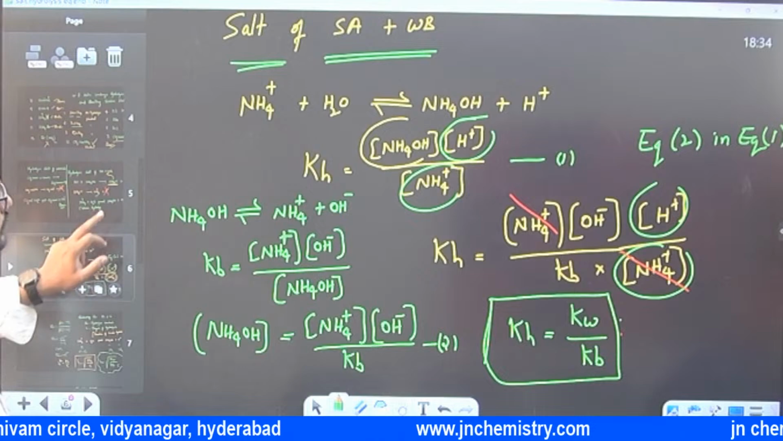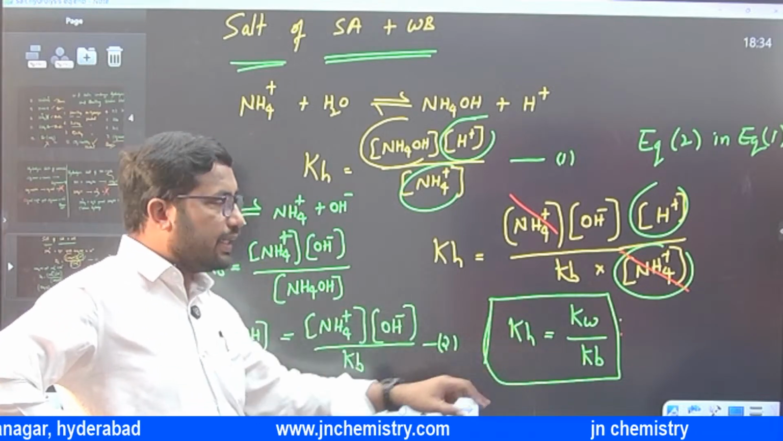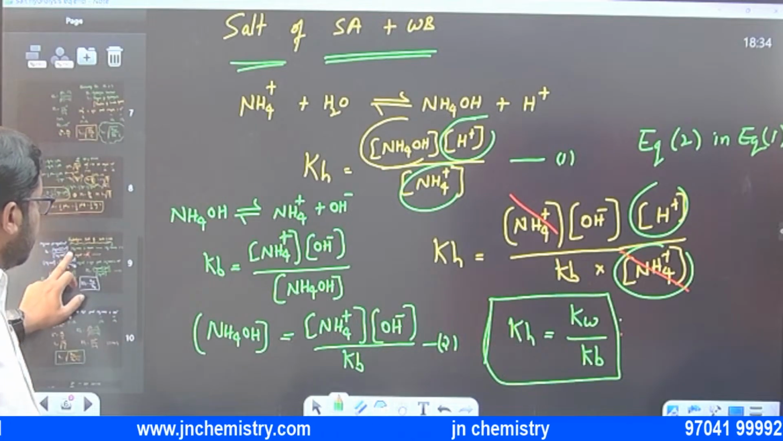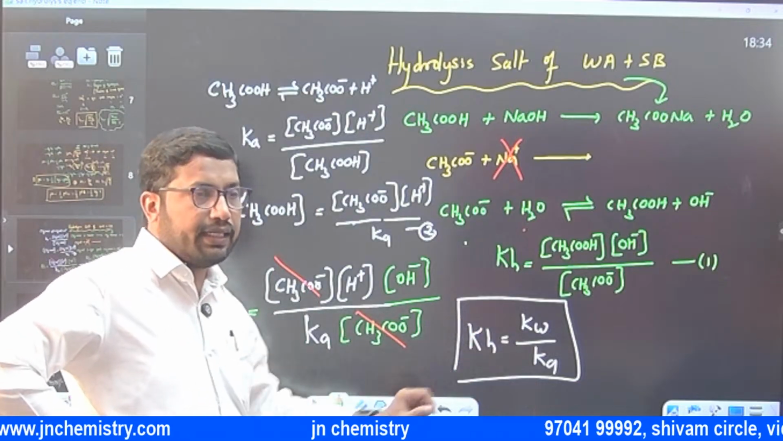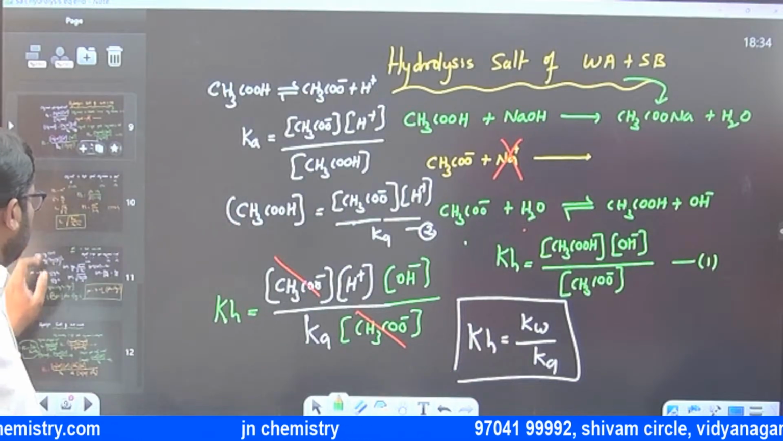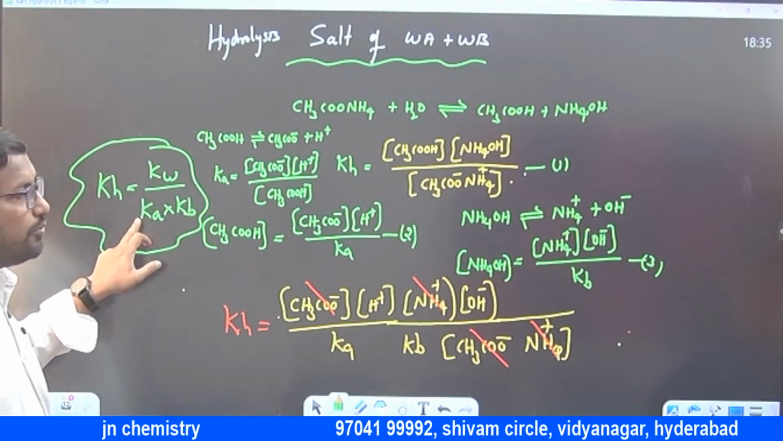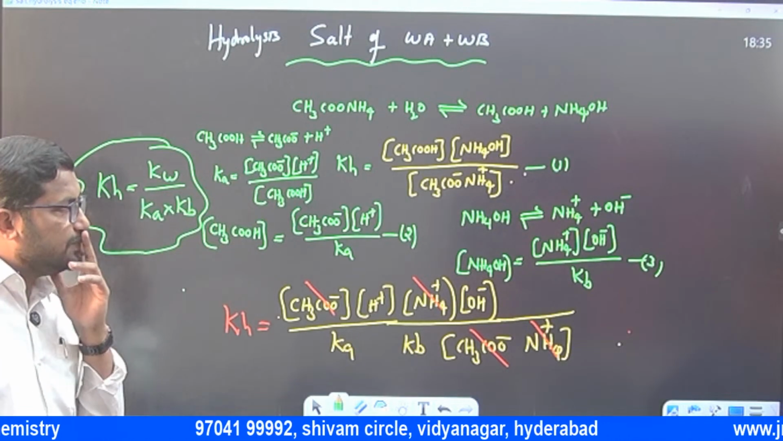So this is a salt of strong acid and weak base. KH is equal to what? Kw by Kb. And for a salt of weak acid and strong base, KH is equal to Kw by Ka. And in this case, KH is equal to Kw by Ka into Kb, the salt of weak acid and weak base.